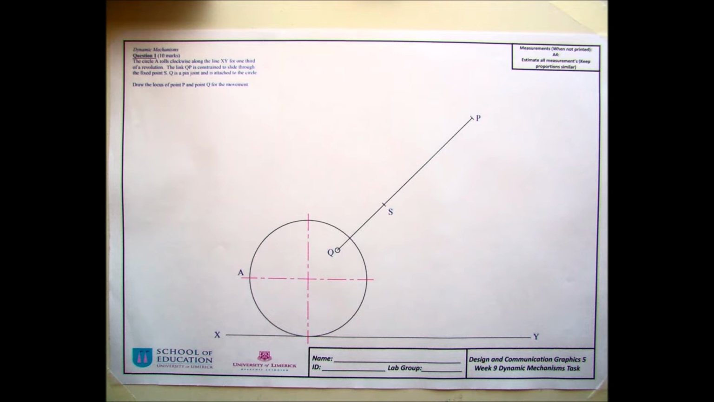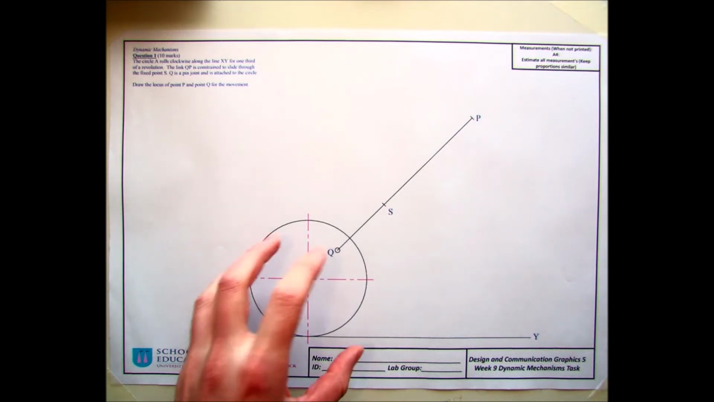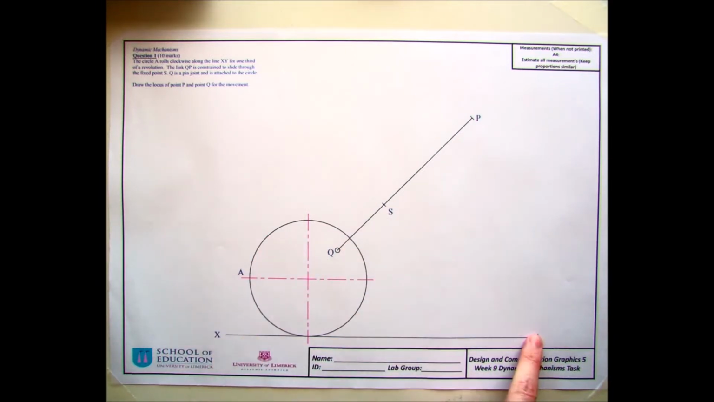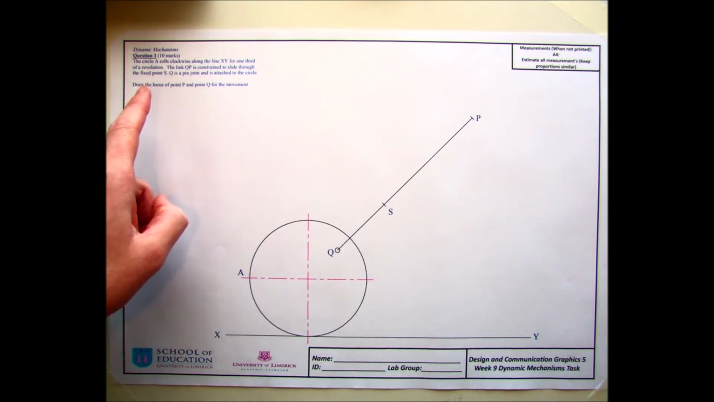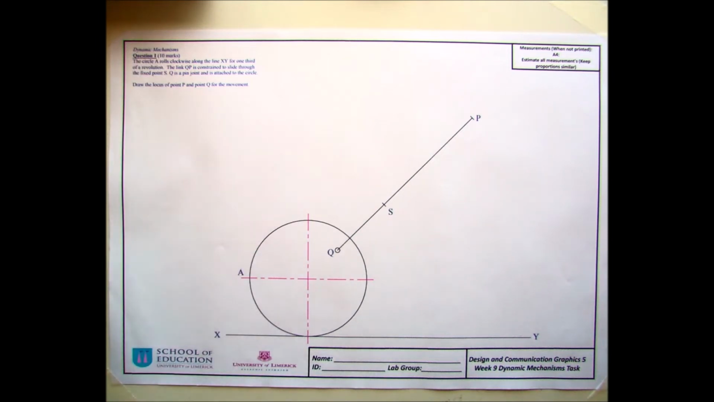Okay lads, so during this video what I'm going to be doing is running through a worked example of our task 2 for our dynamic mechanisms question. So first of all, what we're going to do is read our question up here on the top left. A circle A rolls clockwise along a line XY for 1/3 of a revolution. So this circle here rotates clockwise along our line XY for 1/3 of a revolution.